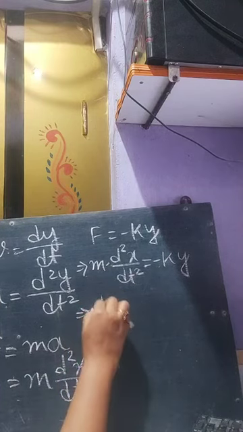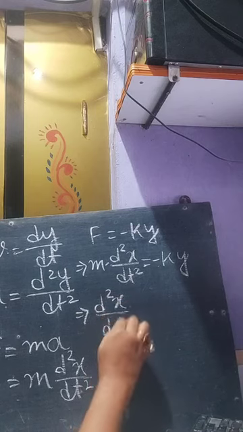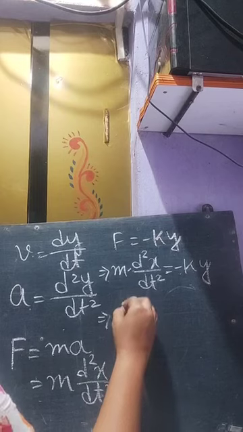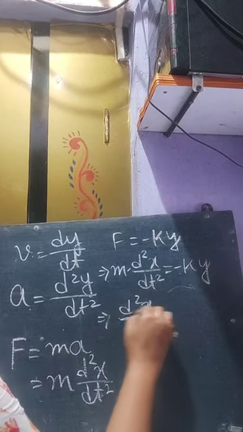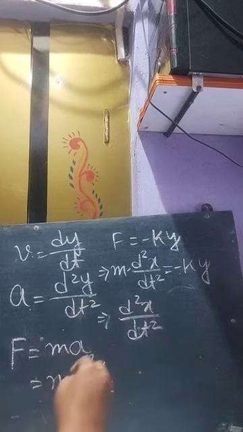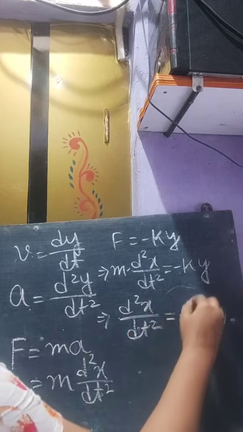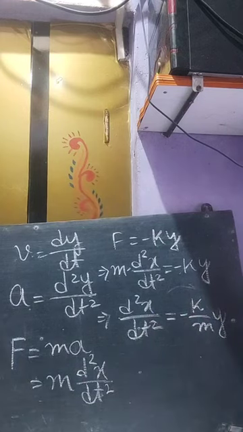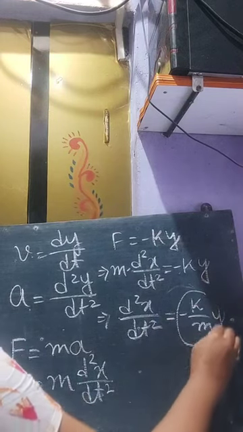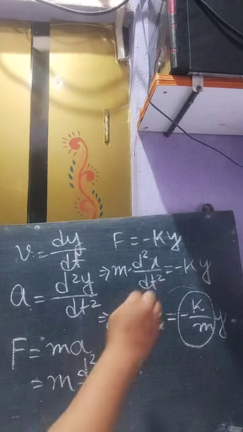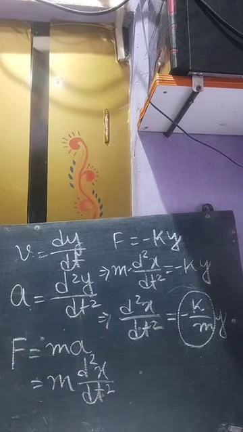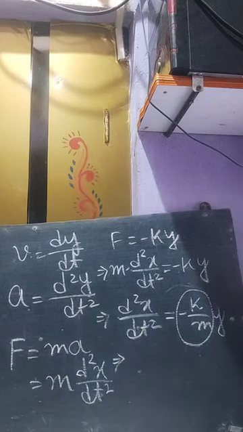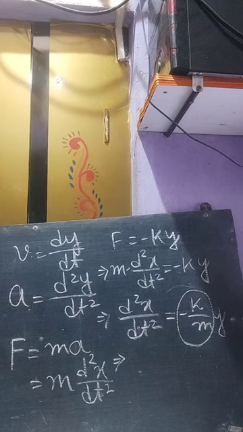Or d²y/dt² equals minus k by m into y. Okay. So this k by m is nothing but a constant, and this is the acceleration. Therefore, acceleration is directly proportional to y, that is, the displacement, right?